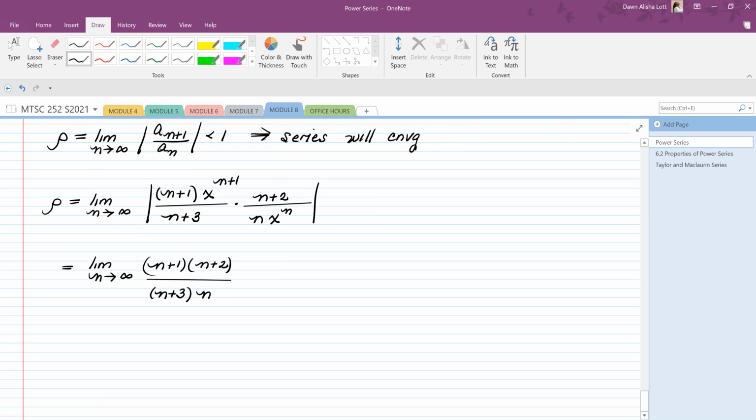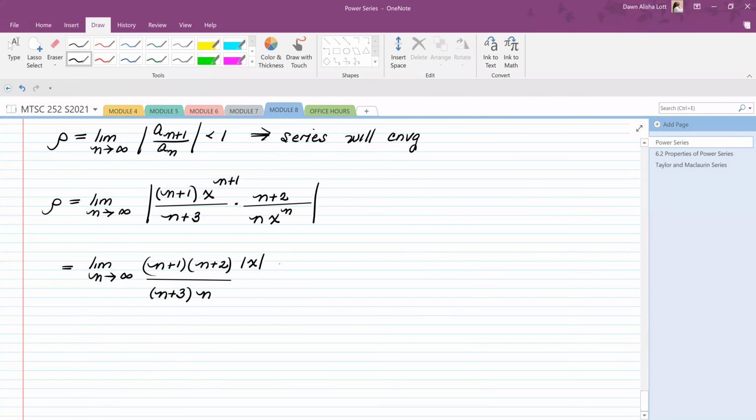Now, what happens with the x's? Well, I have x to the n plus 1 in the numerator and x to the n in the denominator. So that just becomes the absolute value of x to the first power.